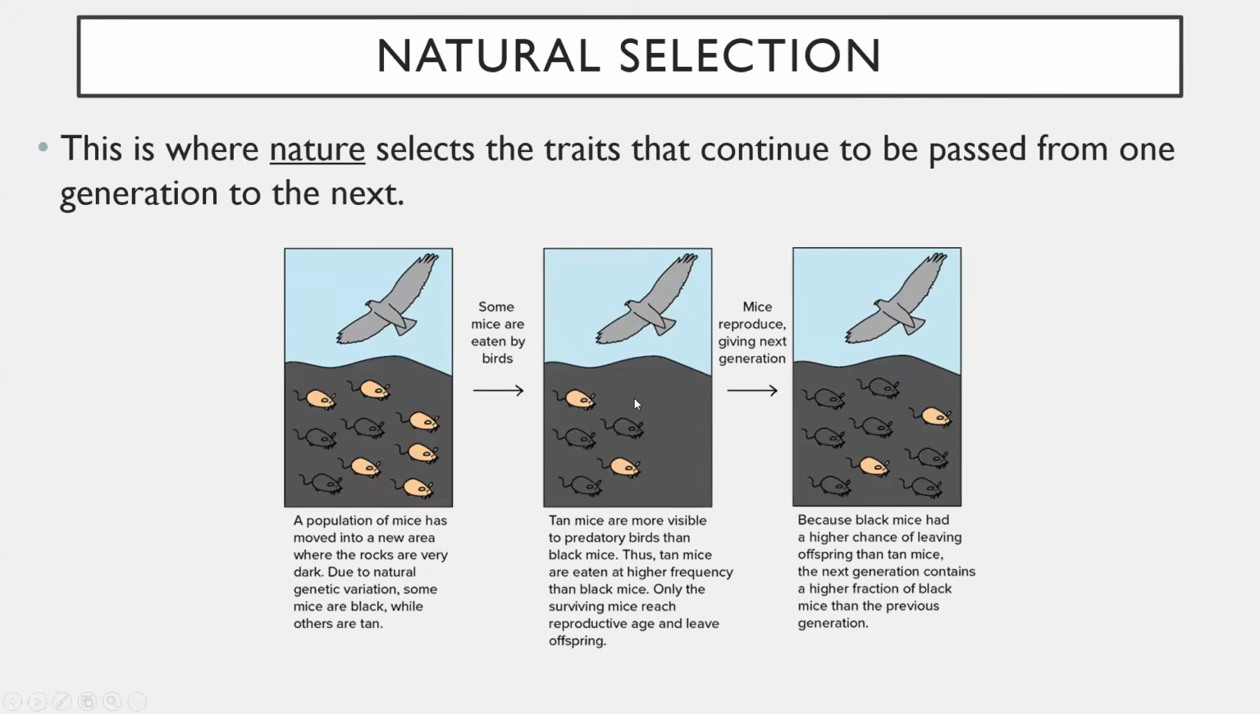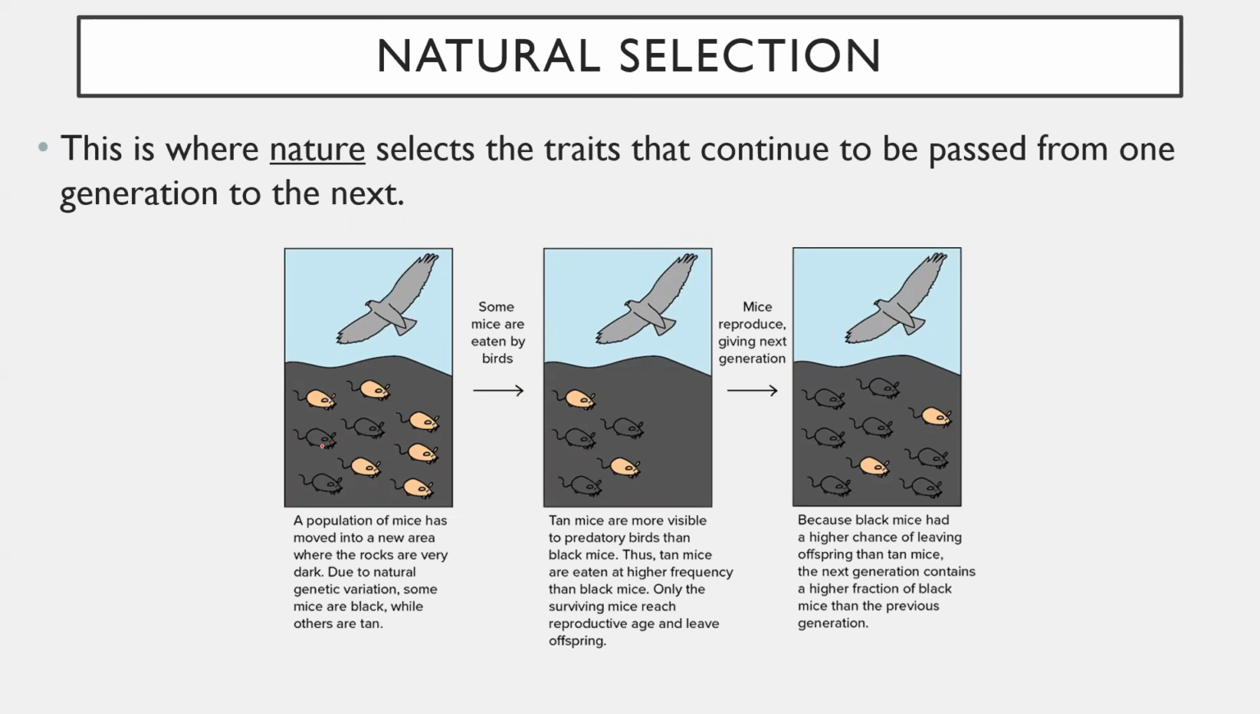Next up, natural selection. This is really important for you to understand. This is just where nature selects the traits that continue to be passed on from one generation to the next, right? So in other words, basically, if you wanted to sum up natural selection, you could say it's survival of the fittest. It's just basically whatever is the most likely to survive is the most likely to pass on their genes.